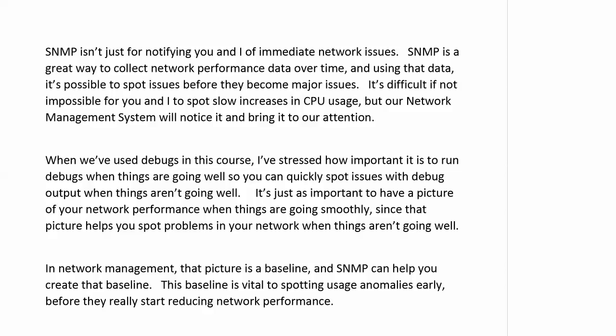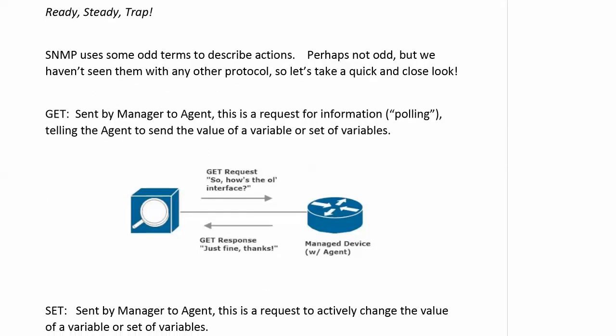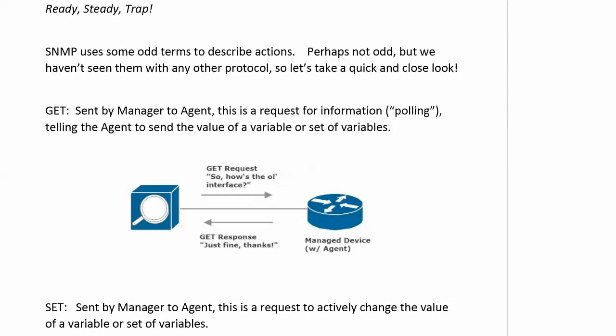Now, let's talk about something we call a trap. SNMP uses some odd terms to describe some actions, and maybe not odd, we'll say unique. And let's take a quick and close look at that. We have something called a get. And in some countries that's an insult, but I guess it's spelled differently. Sent by the manager to the agent, this is a request for information. It's polling. The manager is telling the agent, I need you to send the value of a variable or a set of variables.